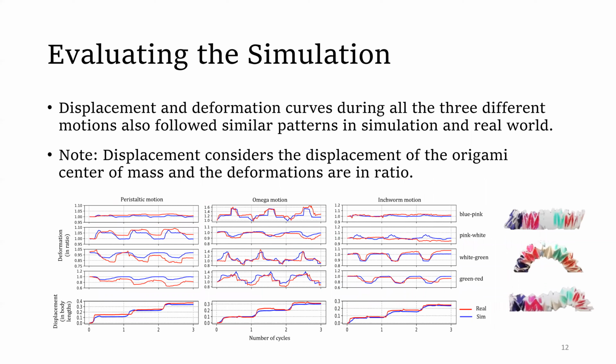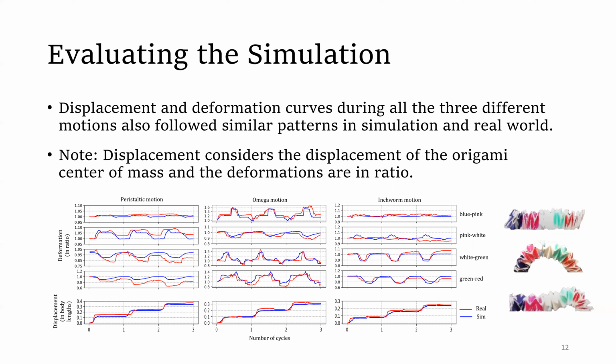Next, we performed the displacement and deformation test. The center of the origami was tracked to plot the displacement curve for the origami. The origami was split into 5 equal sections and colored blue, pink, white, green, and red to track the deformation as shown. The distance between the centers of adjacent colors was monitored using a color tracker.